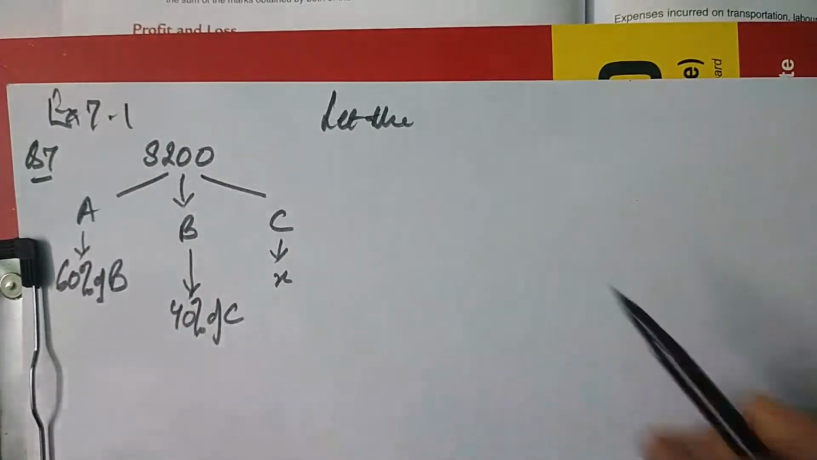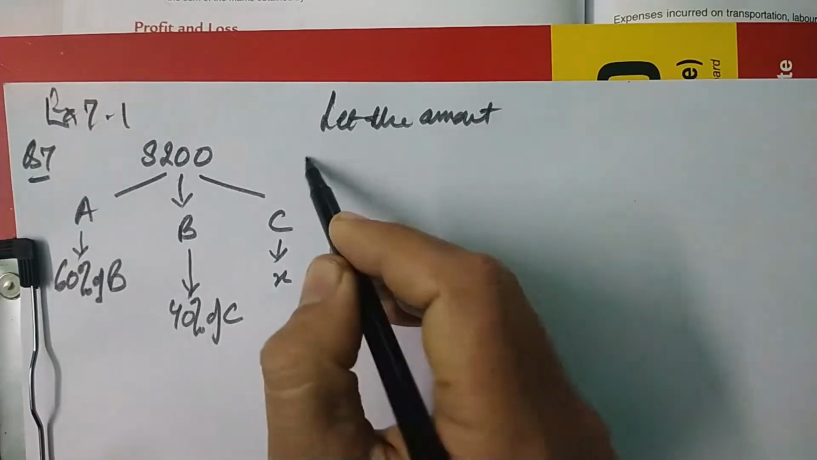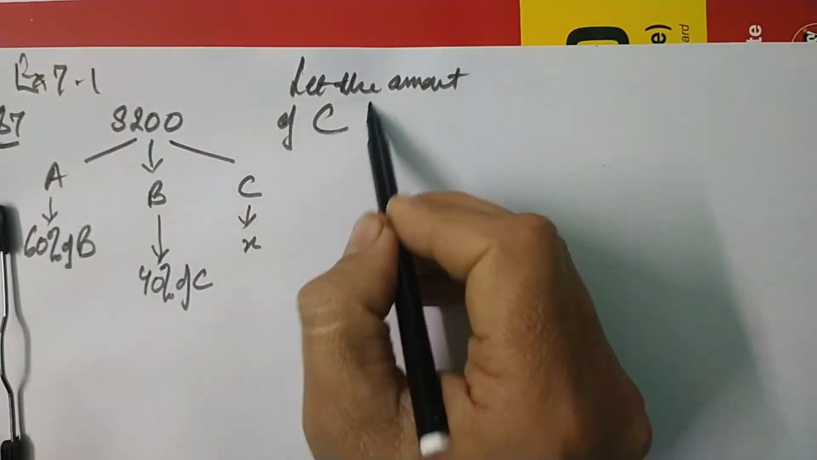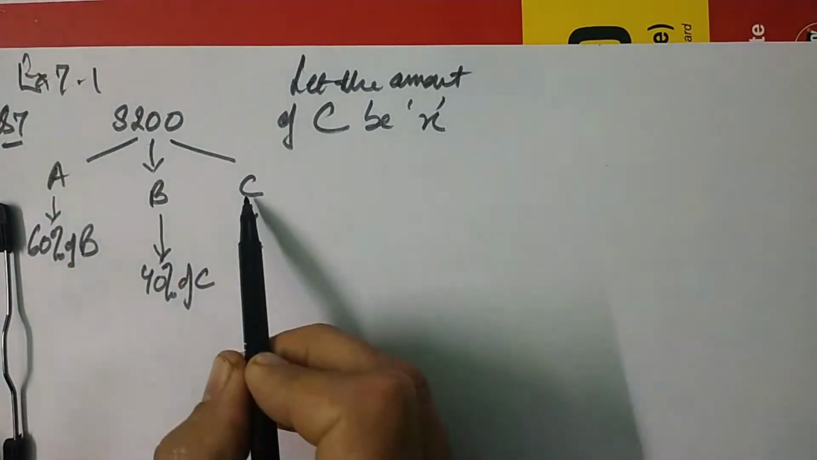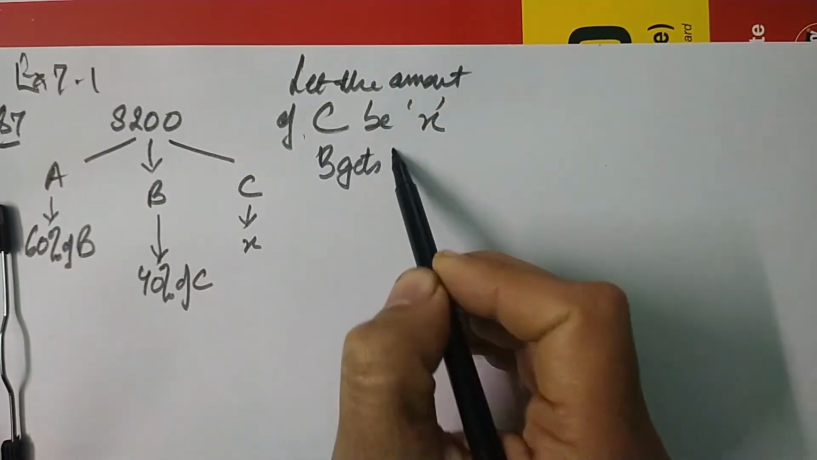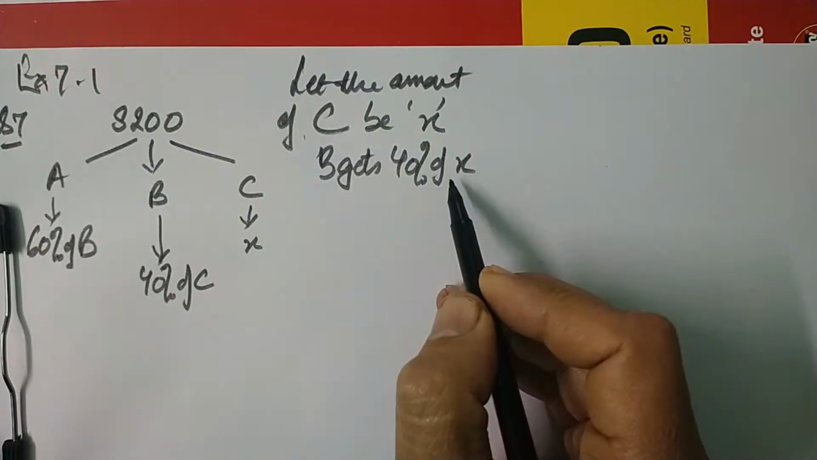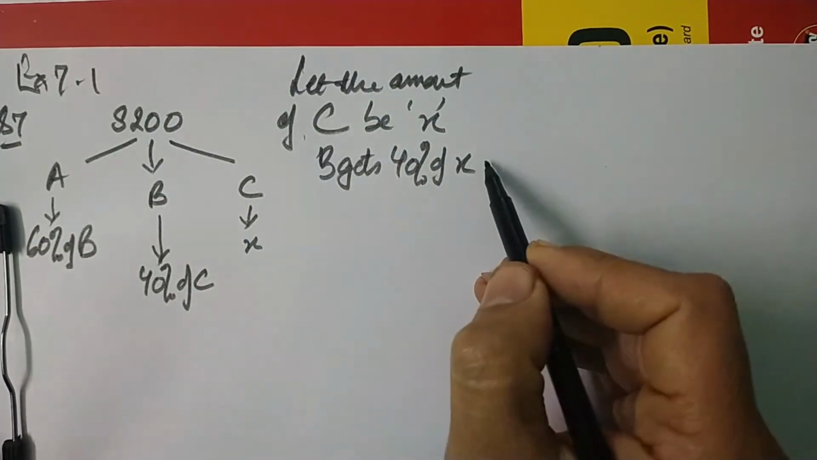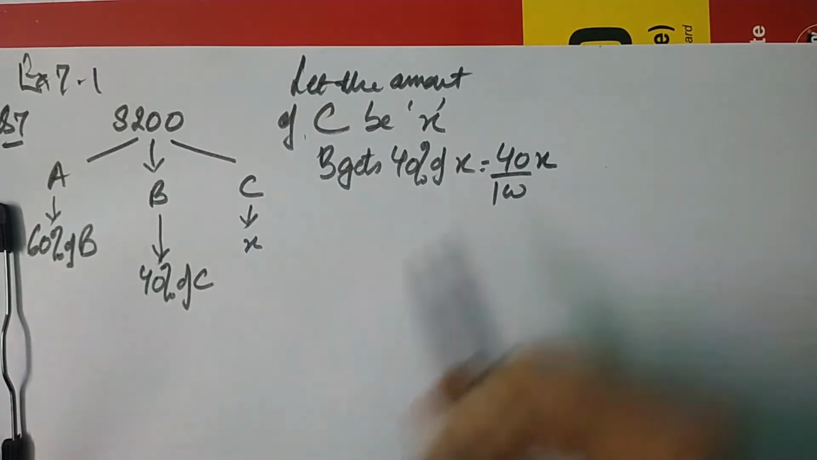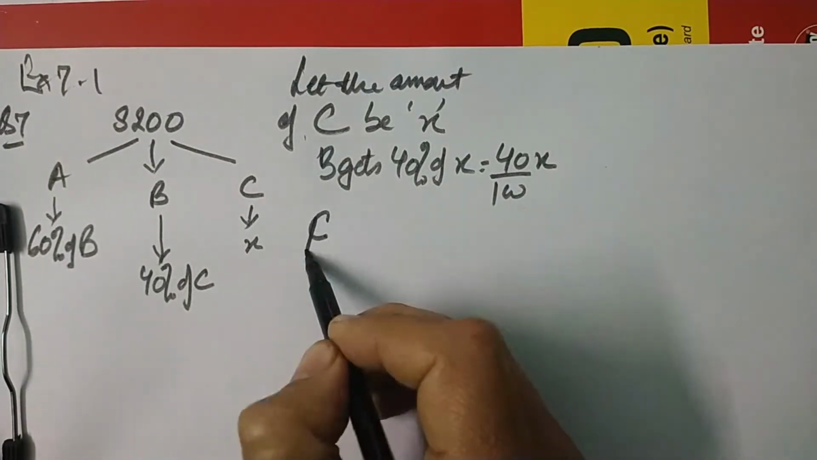Let the amount of C be x. So C is getting x, B gets how much? B gets 40% of x. 40% of x means 40 upon 100 x, so 40x upon 100.